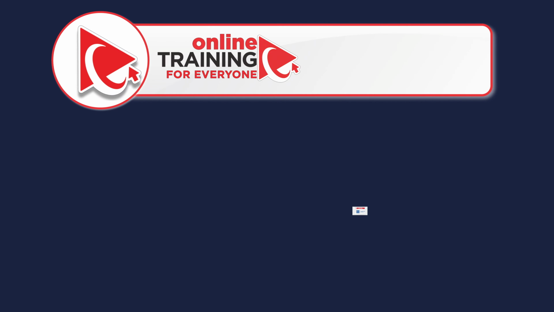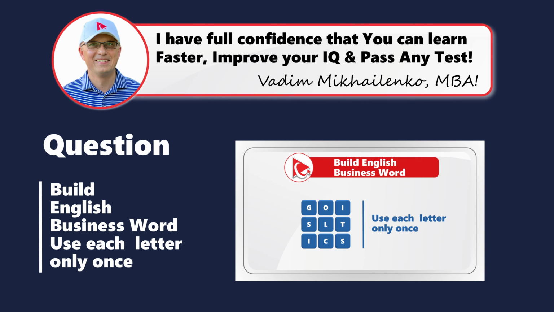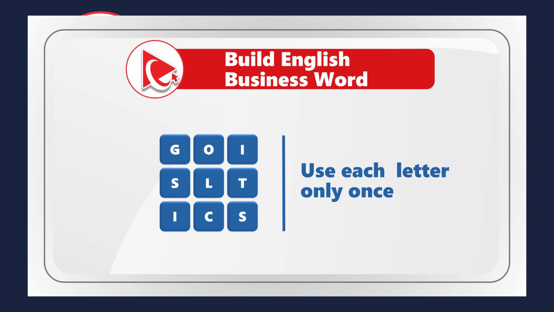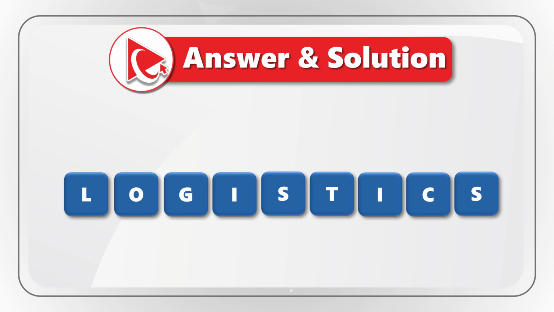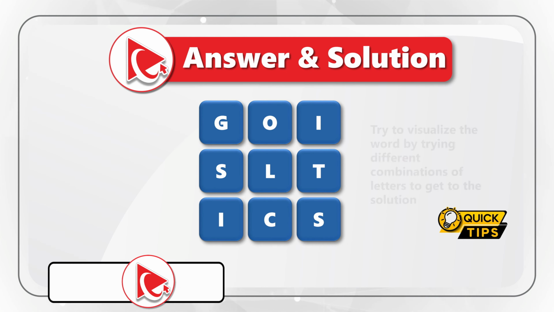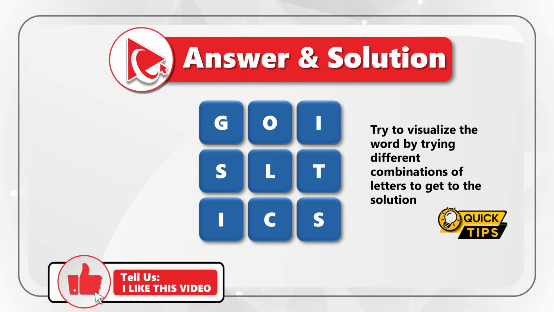I'm going to move forward and share with you my version of the answer. But if you have a better way or alternative way to solve it, please make sure to post in comments. The answer is logistics. The word is spelled as L-O-G-I-S-T-I-C-S. To get better at solving these types of challenges, try to visualize the word and try different combinations.